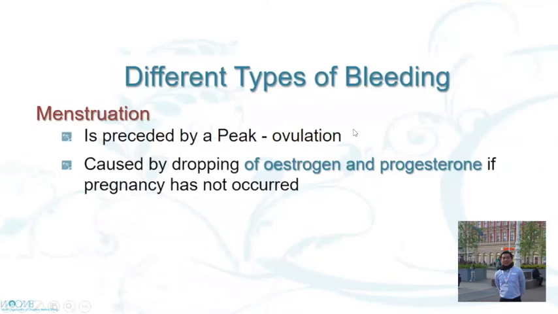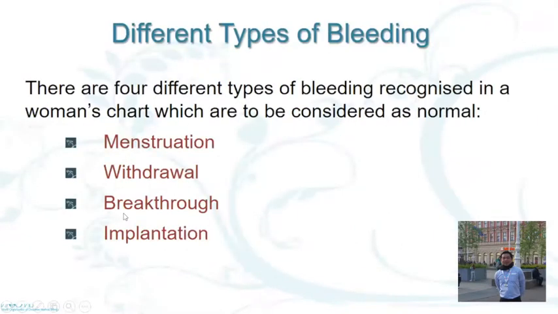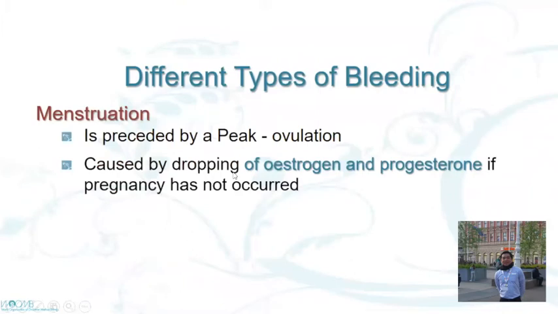Now, let's discuss the following bleeding one by one. So let's start first with menstrual bleeding or menstruation. Take note, we are studying the 4 different types of bleeding one by one. First, we will study menstruation, then followed by the withdrawal bleed, then breakthrough, and then implantation. So we are now within the menstrual bleeding or menstruation. Let's try to look at the 2 bullet points regarding the definition of menstruation.